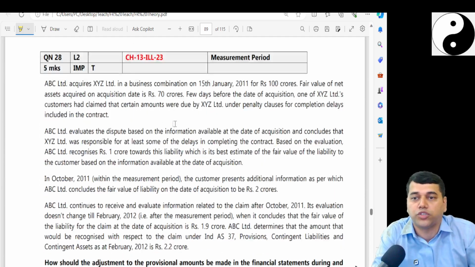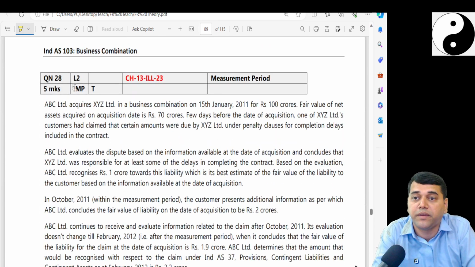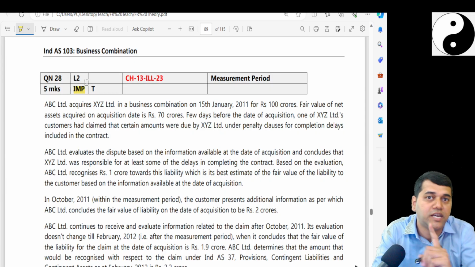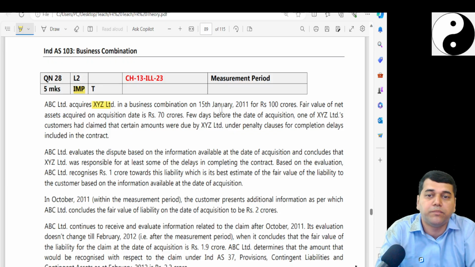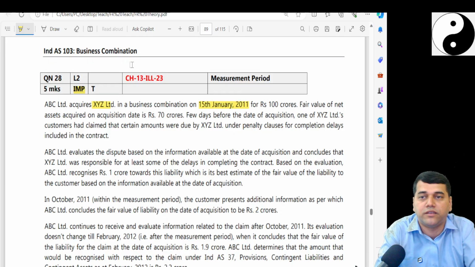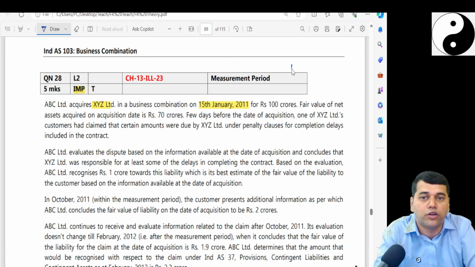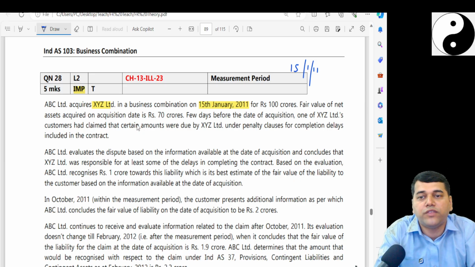Yes, one more question. Very nice question, and I will consider it a very important question. Please understand it very carefully. ABC acquired XYZ in a business combination on 15th of January. So in your rough book, you can note down the dates. On 15th of January you acquired for 100 crores. Fair value of the asset acquired is 70. So how much did you acquire? 100%, no? So maybe 30 is the goodwill.